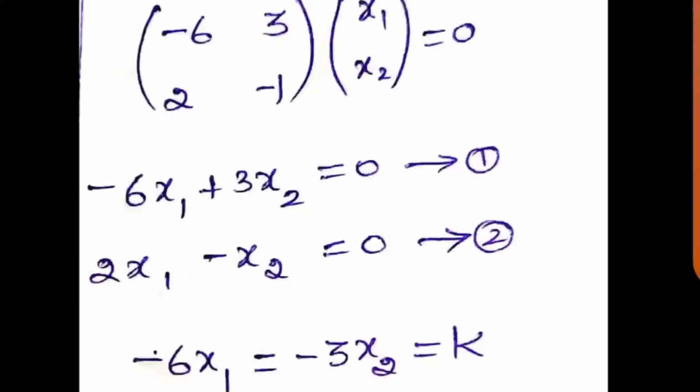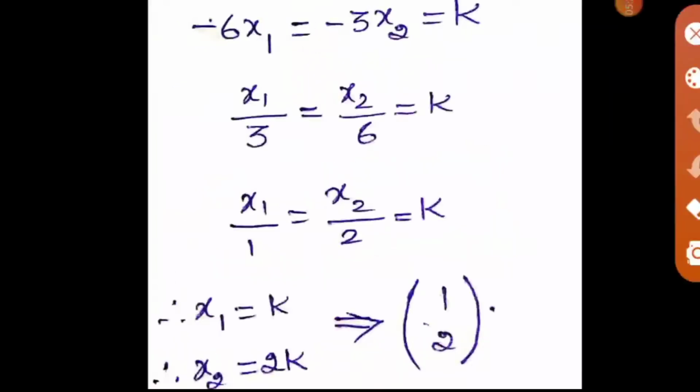So now we have to find the k value, that is, we can equate this equation to k. Minus 6(1) plus 3x2 will give you k. So you can write minus 6(1) is equal to, you can take one term to the other side, that is minus 3x2 is equal to k.